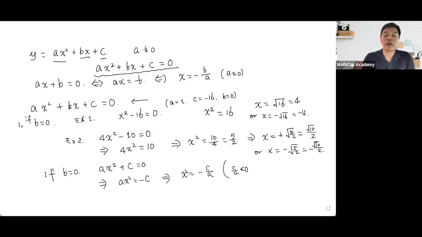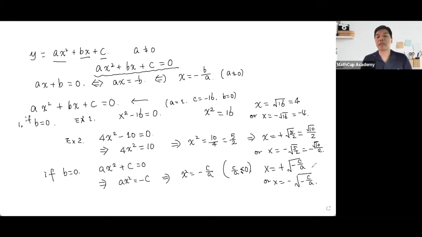And of course, we have not gone to the imaginary complex numbers, so we're living in the real world here. So x is real, then negative c over a has to be non-negative because x squared has to be non-negative. So c over a has to be less than or equal to 0. If this is true, then x is going to equal either the plus or minus square root of negative c over a.